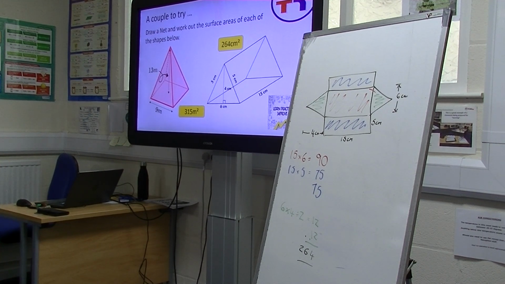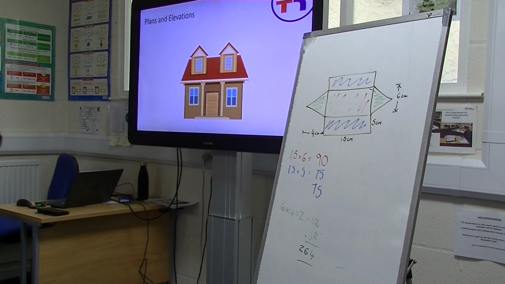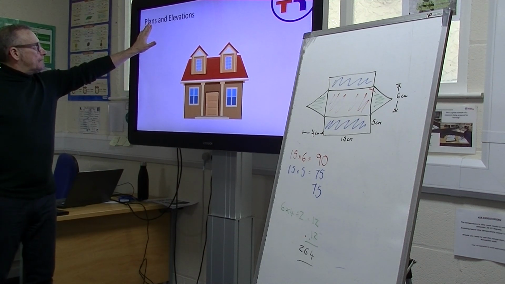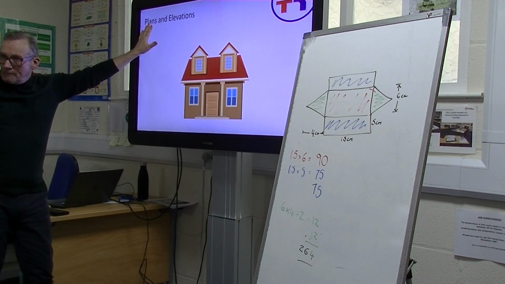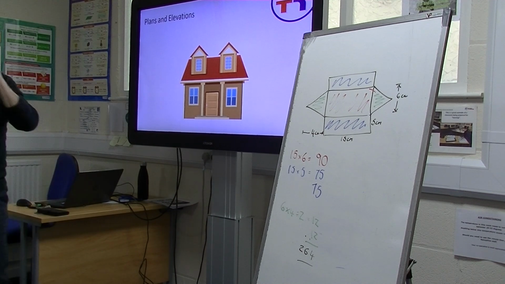The other thing we need to look at, and it's all to do with shapes and this kind of topic that we're talking about now, are what's called plans and elevations. Okay? And a lot of people get a bit mixed up about plans and elevations. Plans are when you look down on something from above. Elevations is when you stood in front of something and you look at it.